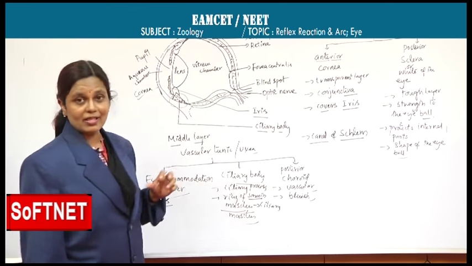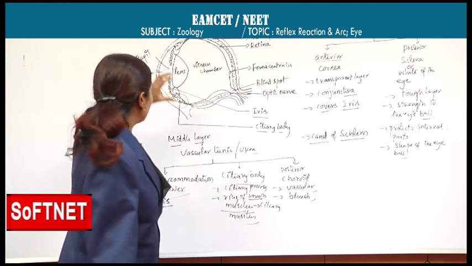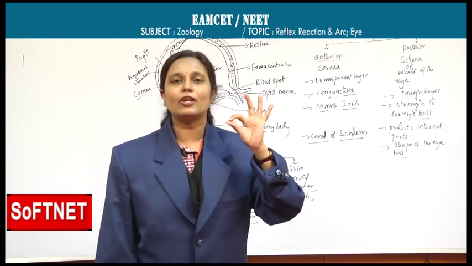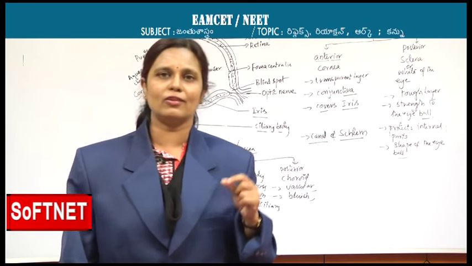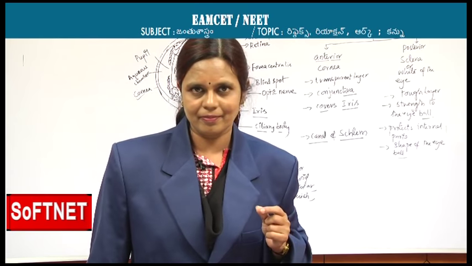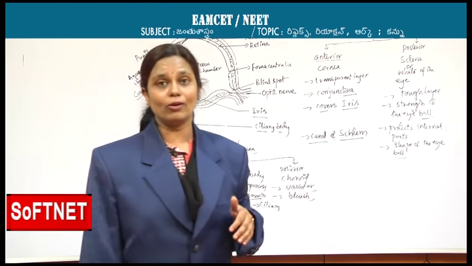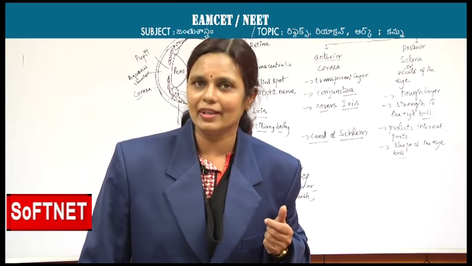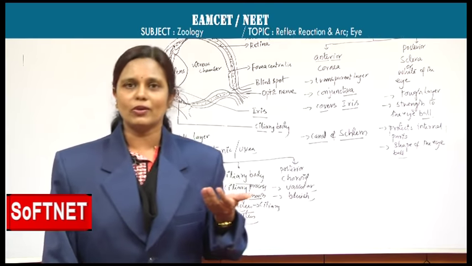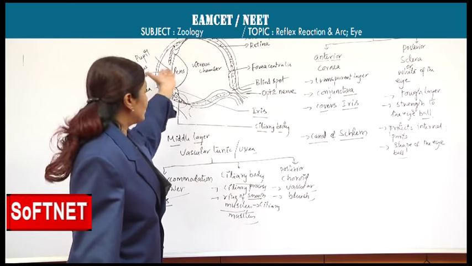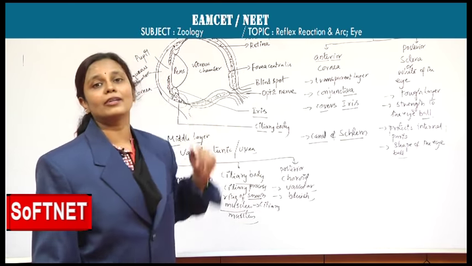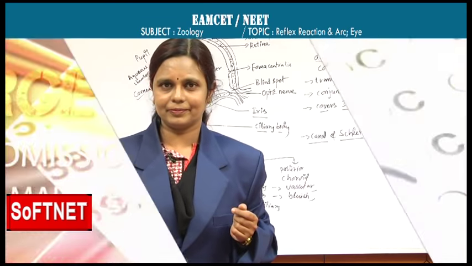The iris muscles play a key role in changing the diameter of this pupil, nothing but the hole present at the center of the iris. Thereby, they control the amount of light that falls on the retina. That is, the amount of light that passes through the lens, vitreous chamber and onto the retina.